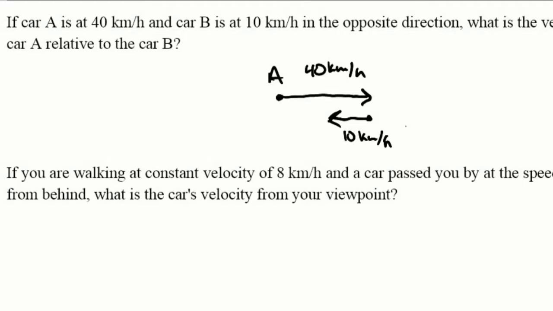If you were a person standing in car A or sitting in car A, how fast would you see the other car move past you? So if we think about the velocities adding up, what's going on? What do we think? Car A is 40, car B is 10. What is the velocity of car A relative to car B?